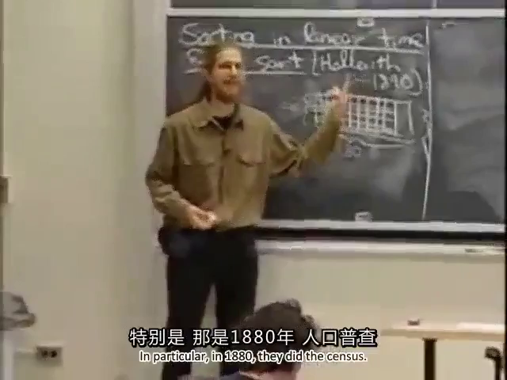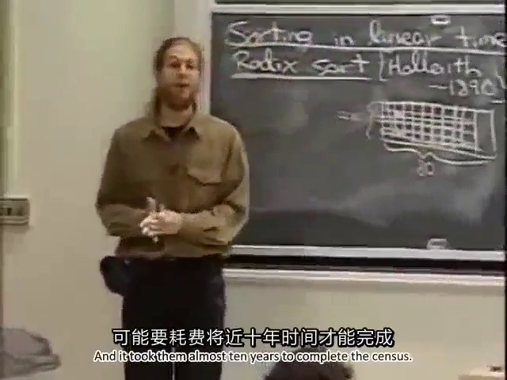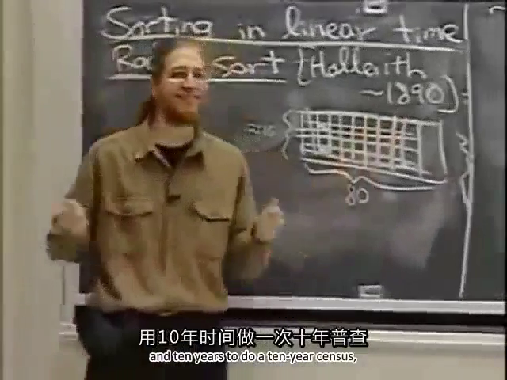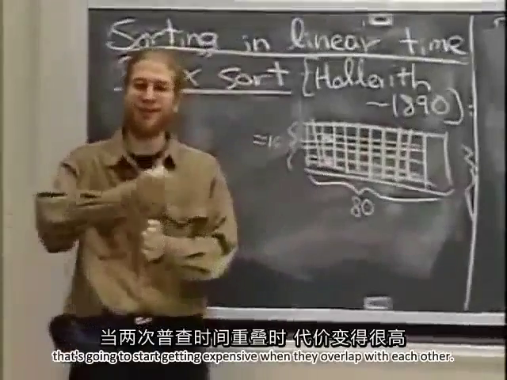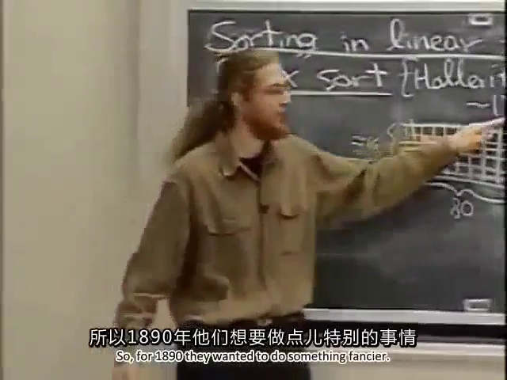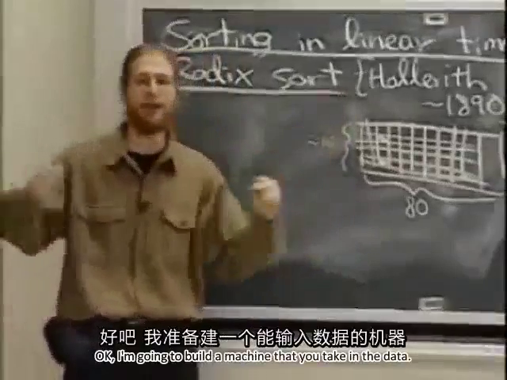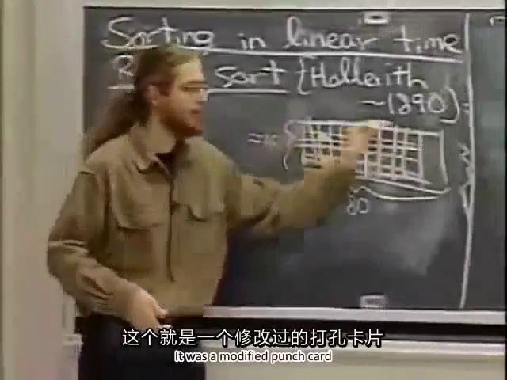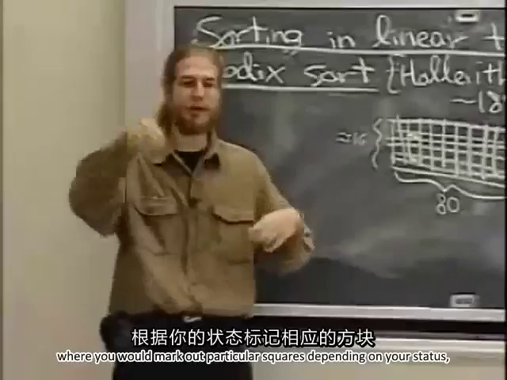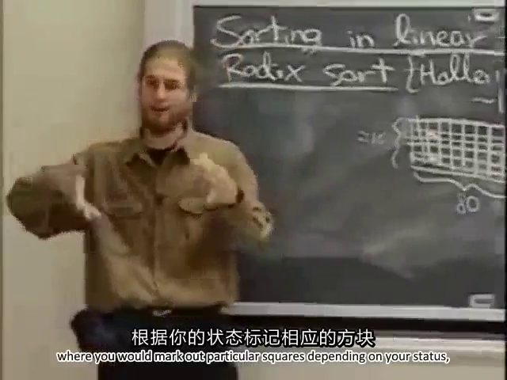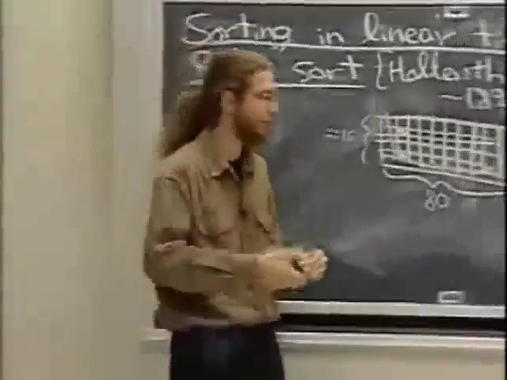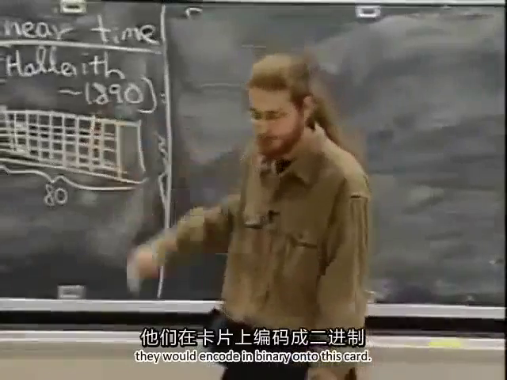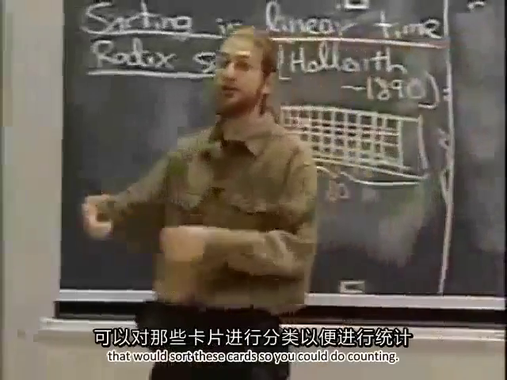In 1880, they did the census, and it took them almost 10 years to complete it. The population kept going up, and 10 years to do a 10-year census is going to start getting expensive when they overlap with each other. So for 1890, they wanted to do something fancier. And Hollerith said, okay, I'm going to build a machine that takes in the data. It was a modified punch card where you would mark out particular squares depending on your status, whether you were single or married or whatever, all the things they wanted to know in the census. They would encode that in binary onto this card, and then he built a machine that would sort these cards so you could do counting.